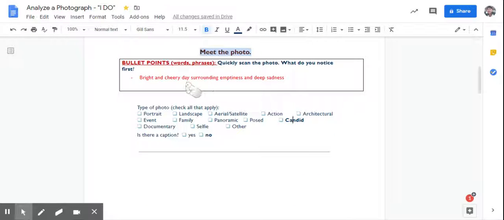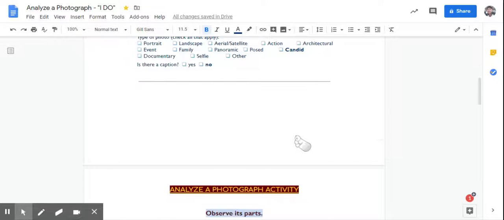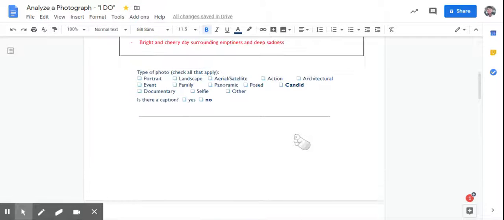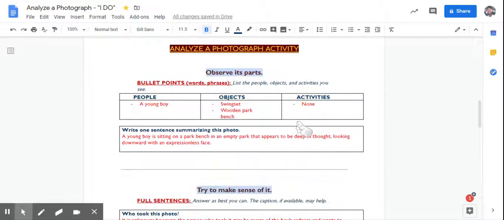So, and when you notice with my responses, they are in red. This one I just put in bold. Is there a caption? No, there is no caption. So I just bolded that. Okay. And now what we're going to do is go to part 2. We got to observe its parts.